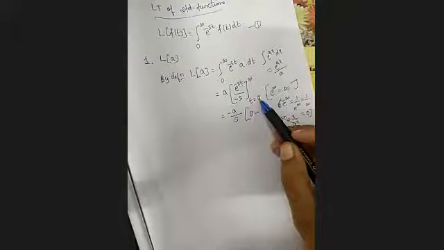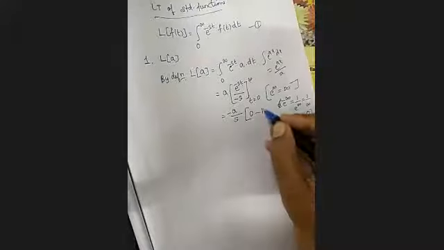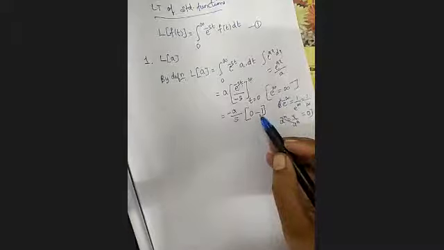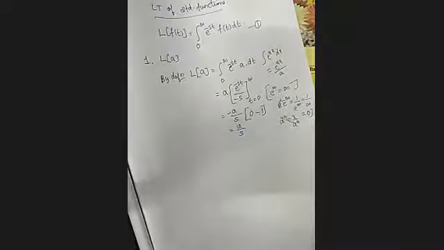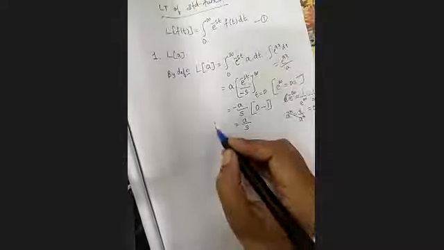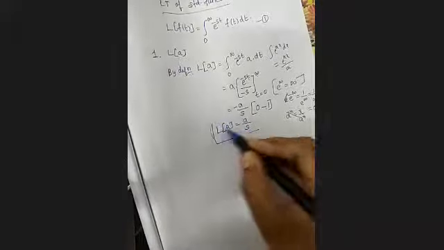If t is 0, suppose, what is e raised to 0? Plus 0 or minus 0? Any number raised to 0 is 1. Value of the bracket is minus 1. So if you multiply, what will you get? A by s. What we started with: Laplace of any constant a is a by s.